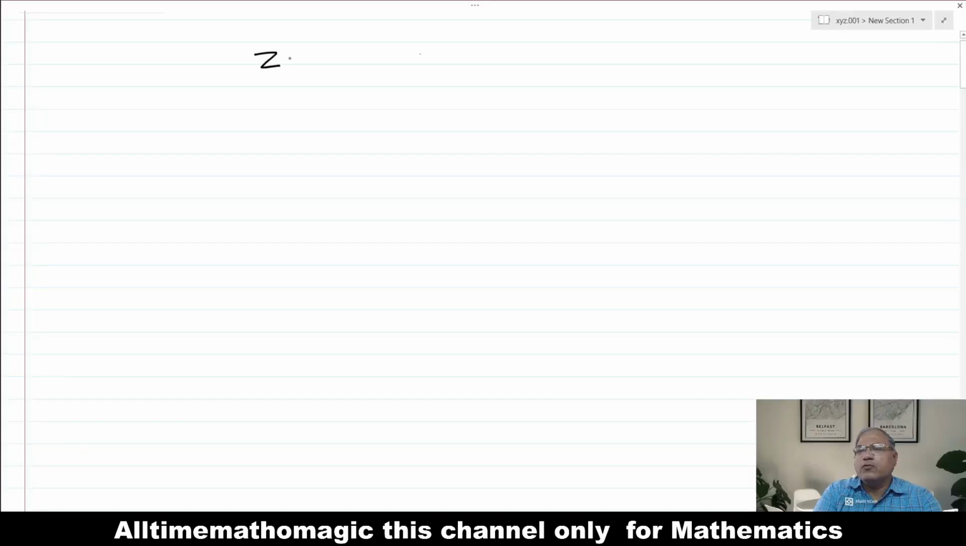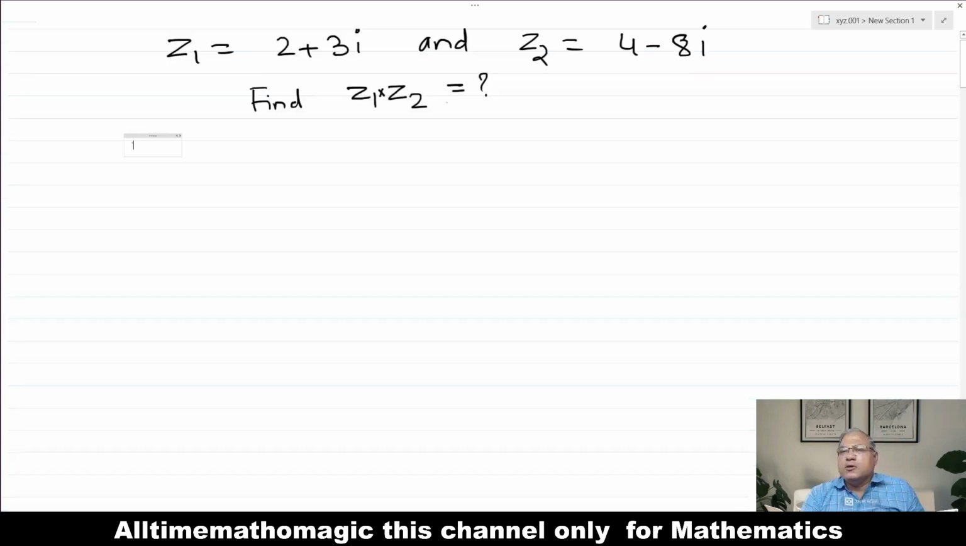Suppose we have z equals a plus ib. This is a given complex number. So what is i? i is nothing but the square root of minus 1, and i square equals minus 1.